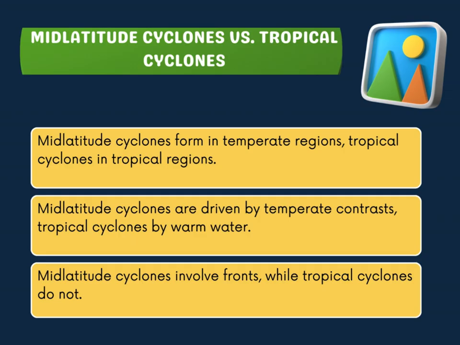Next, we have mid-latitude cyclones versus tropical cyclones. While both mid-latitude and tropical cyclones are low-pressure systems, they differ significantly. First, mid-latitude cyclones form in temperate regions, while tropical cyclones form in tropical regions. Second, mid-latitude cyclones are driven by temperature contrast, while tropical cyclones are driven by warm water. Third, mid-latitude cyclones involve fronts, while tropical cyclones do not.